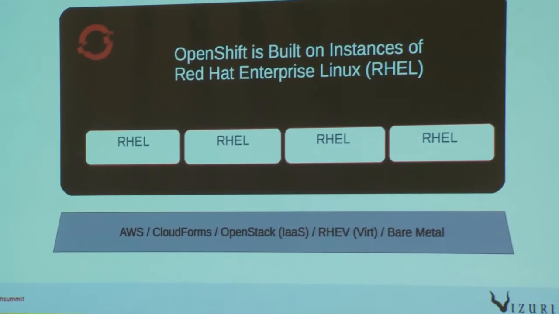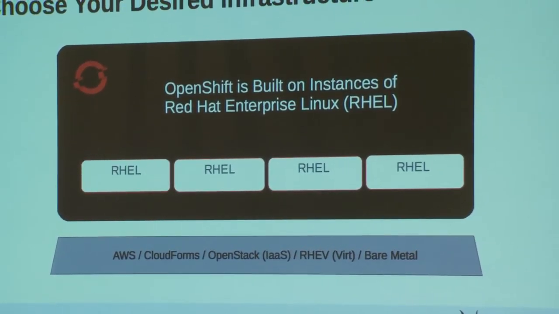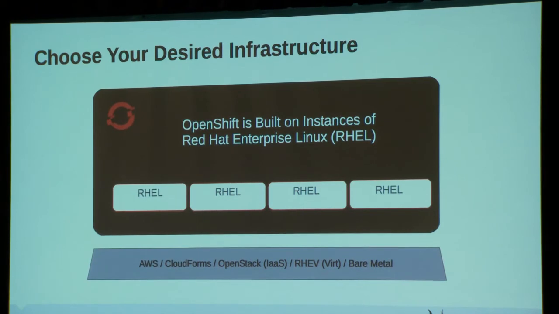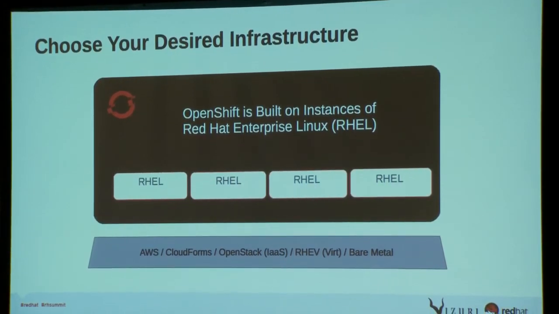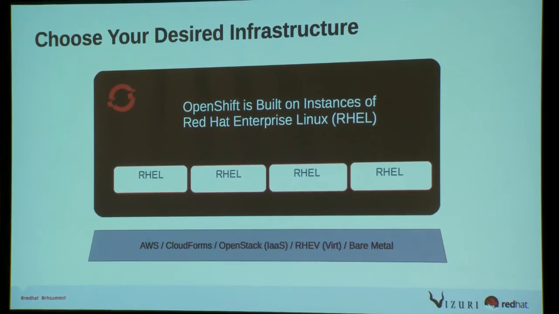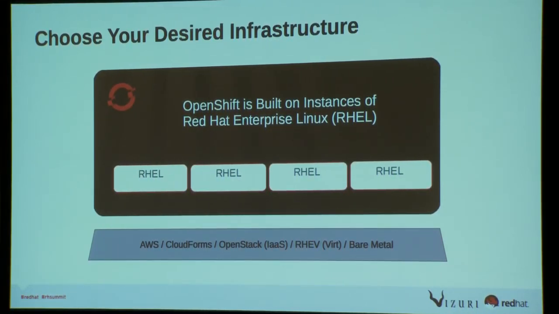Choose your desired infrastructure, right? OpenShift is built on instances of Red Hat Enterprise Linux, or CentOS, what we were using for this one. And everything underneath that, in that bottom layer, AWS, I can use CloudForms, I can use OpenStack, I can use RHEV, I can be bare metal, VMware. I don't care what the infrastructure is. We're infrastructure agnostic, and because I'm now infrastructure agnostic, the ability for me to deploy PaaS anywhere becomes easier, right?